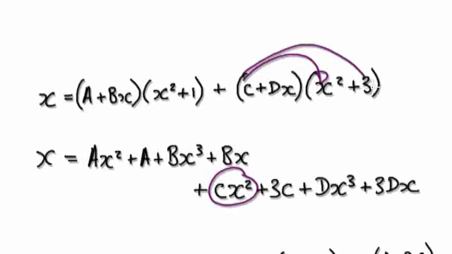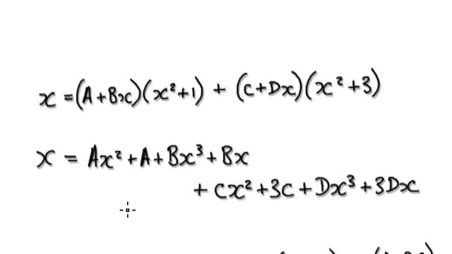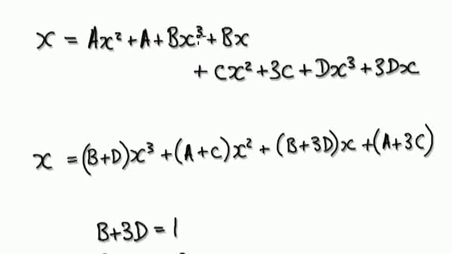And then do the same over here. This times this, this times this, this times this, and this times this. That will then give you this. And then group everything together. So hang on, we are currently here. So now group everything together.